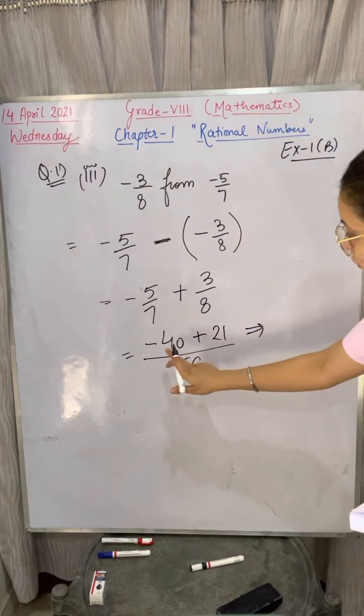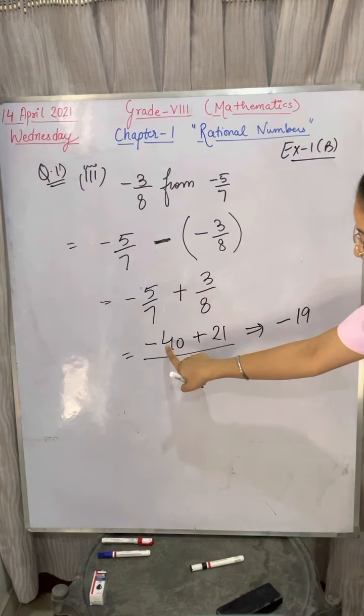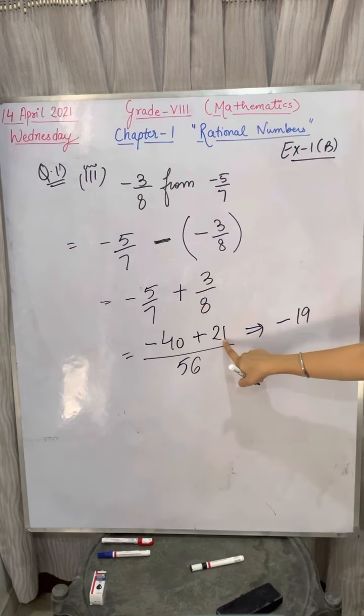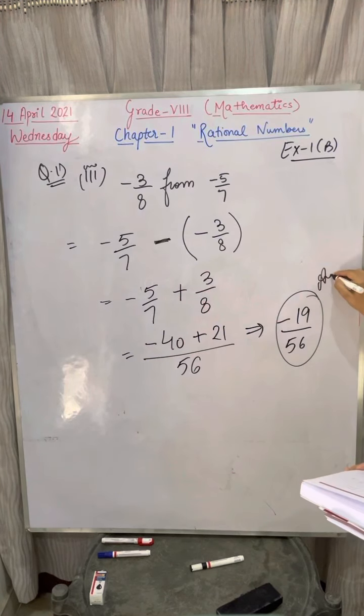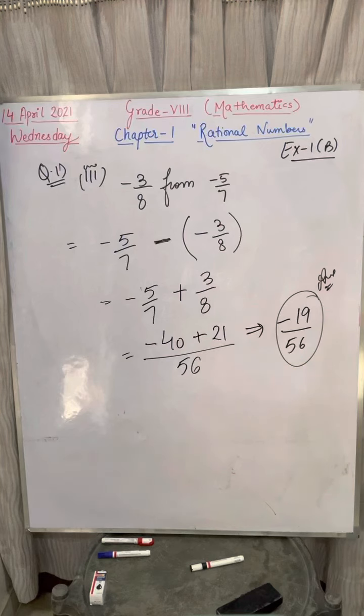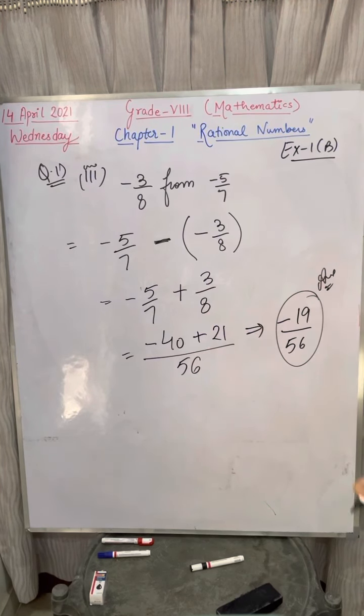Now do subtraction. 40 minus 21, come do it quickly. 40 minus 21, very good. Minus 19. Why minus? Because the bigger is 40 and 21 is smaller. So minus 19 upon 56. This is your answer. Any doubt how we have done the subtraction? Sure? Okay, very good.